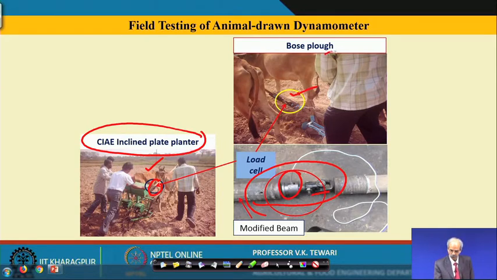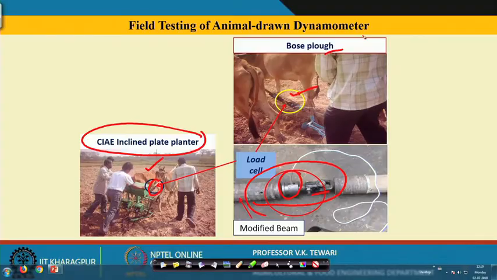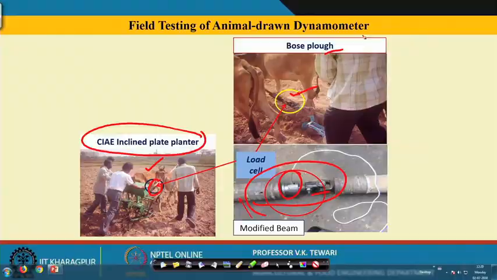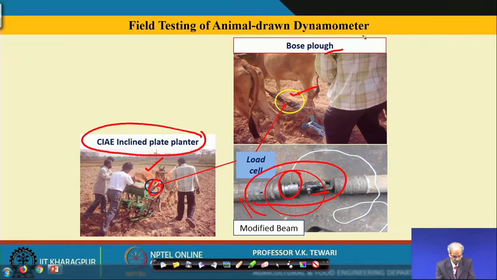This is one Bose plow. In fact, this is a simple plow, but Bose is the one who developed this plow, which is very much prevalent in West Bengal, and that is why we have used that name. It is not very different, but it has a small, slightly twisted moldboard, and it is small for the capacity of the bullocks of West Bengal. That is why we have shown a planter being used and the Bose plow.